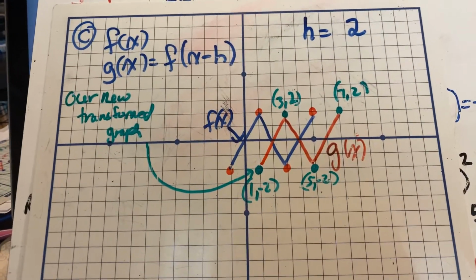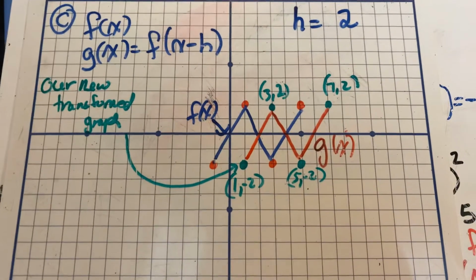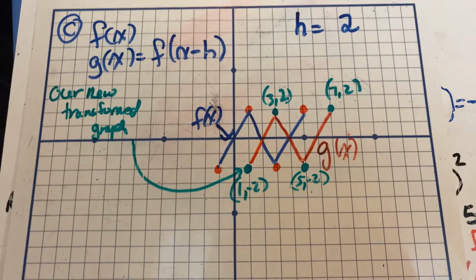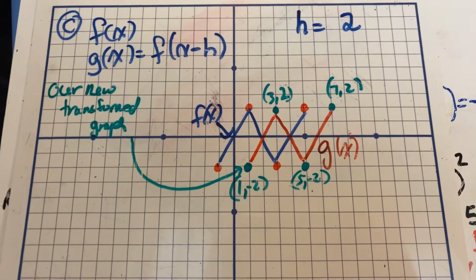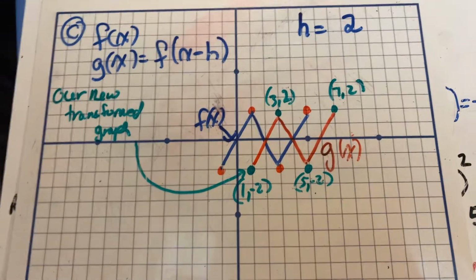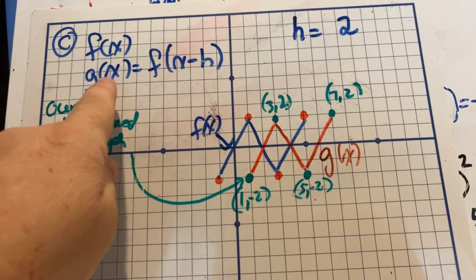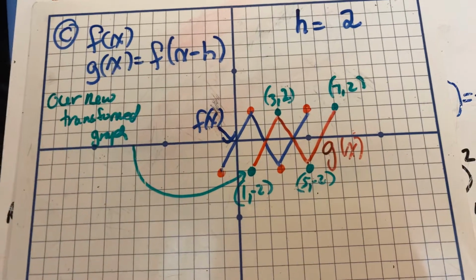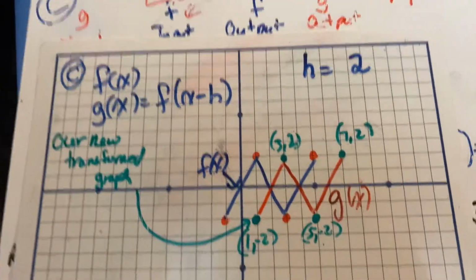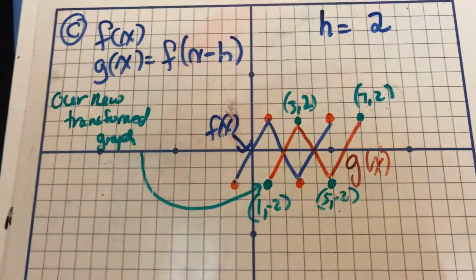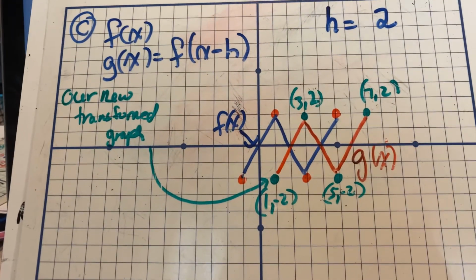You're given f of x, and they want you to do g of x. This time I want you to notice we're not impacting the k parameter. We're now going to look at the h. So g of x is going to be f of x minus h. And what is h? H is, in fact, positive 2. So we're given that information.